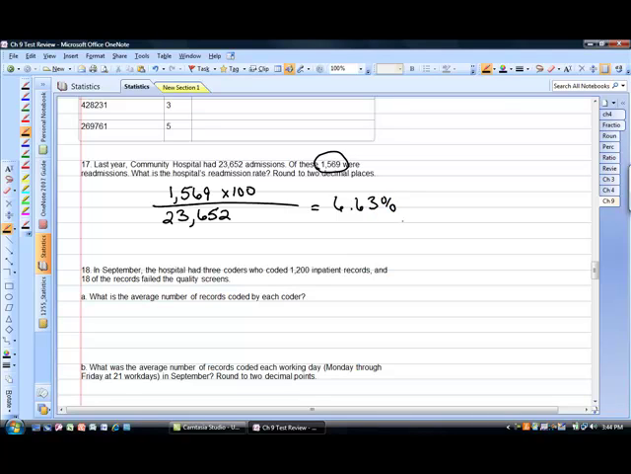In September, we had 3 coders who coded 1,200 inpatient records, and 18 of the records failed the quality screen. What is the average number of records coded by each coder? We had 1,200 records, and we want to know how many were coded by each coder. There are 3 coders, so we divide by the 3 coders, and they each did 400.